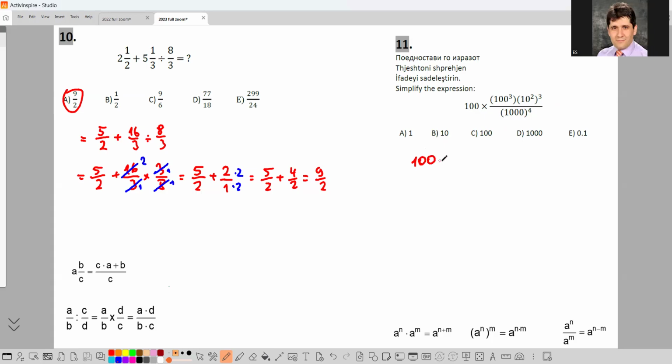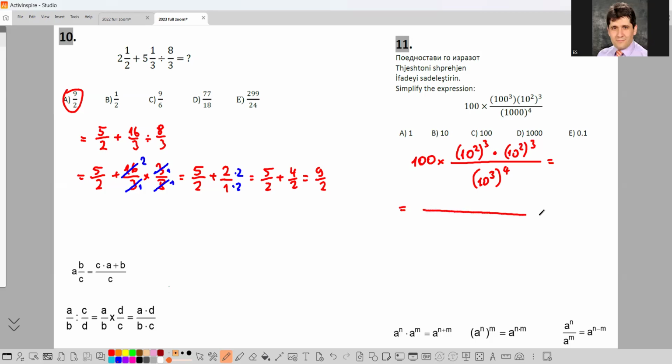All right, 100 times, now this number is actually 1000, which we can write as 10 cubed. All this 10 cubed should be to the power 4. And here I have 100 cubed. 100 itself is 10 to the power 2. But all that should be cubed times 10 squared, again all cubed.